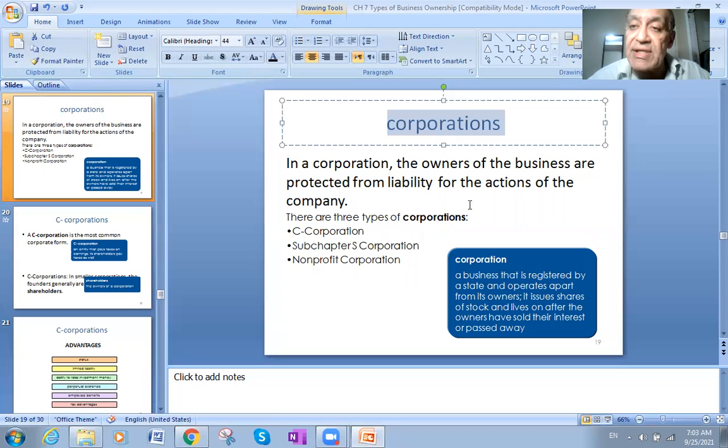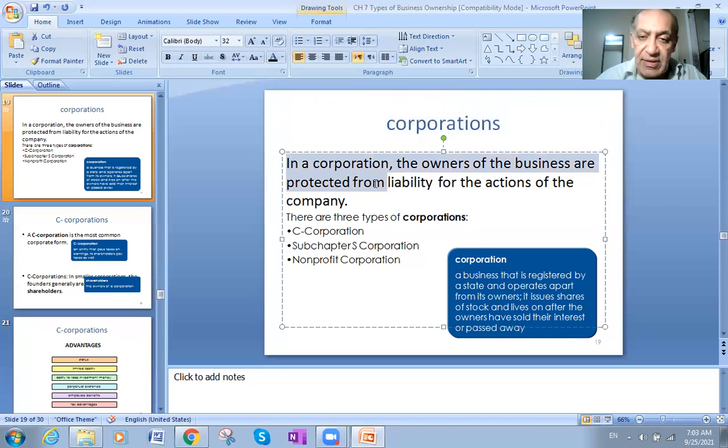They sell the shares to the public, the dividends or the stocks, and consequently they get more money so that they can expand. So they are not like the sole proprietorship and not like the partnership. They have the ease to expand and increase their money with huge amounts of money. Okay, in a corporation, the owners of the business are protected from liability for the actions of the company.